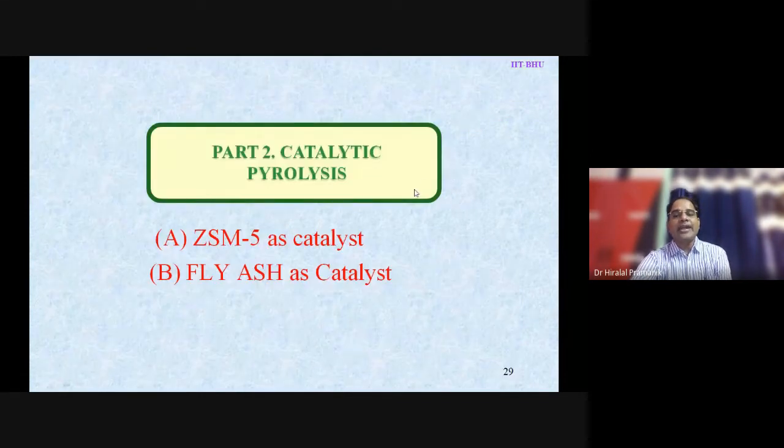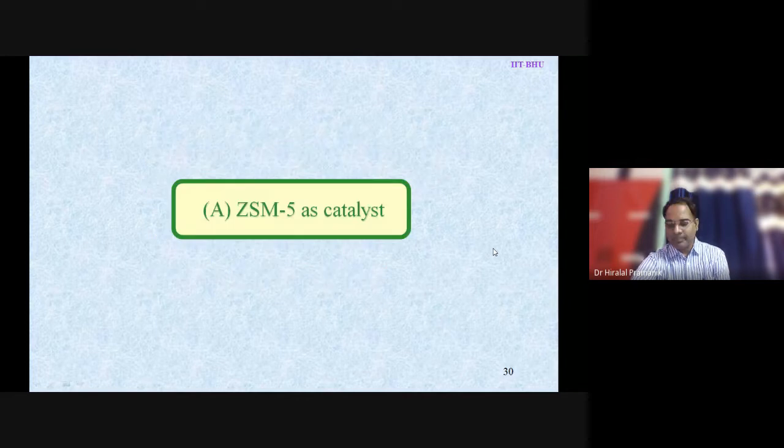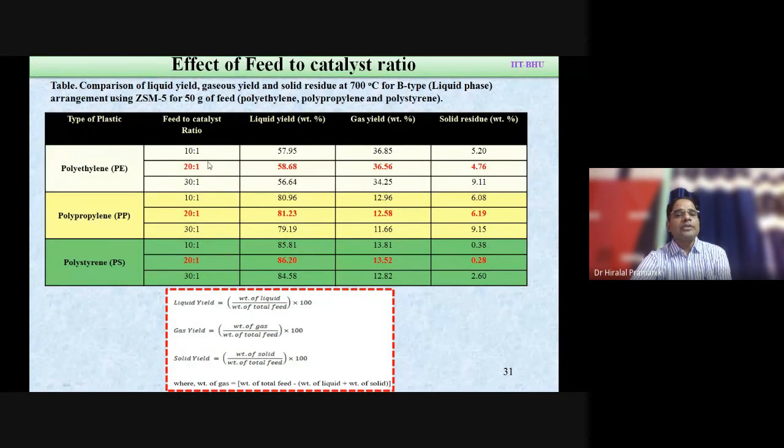Now catalytic pyrolysis was performed using ZSM5 and fly ash. First ZSM5, let's see the result. The feed to catalyst ratio is very, very important. 20:1 was obtained as the optimum feed to catalyst ratio. So 10:1, 20:1, 30:1: with the increase in feed to catalyst ratio, feed is increasing and catalyst is decreasing. But the optimum is the 20:1 ratio.